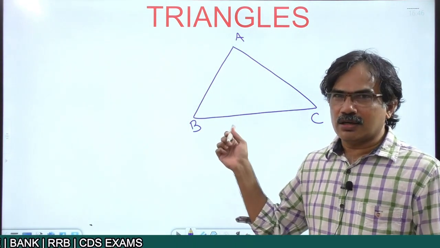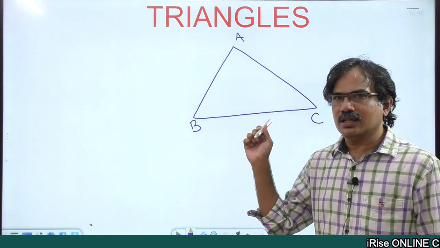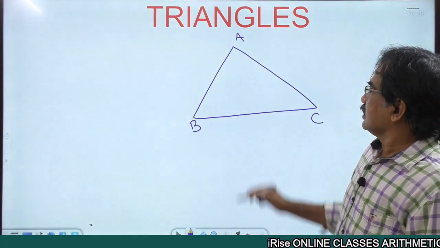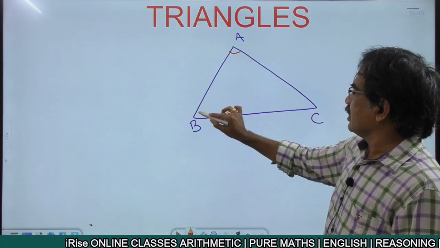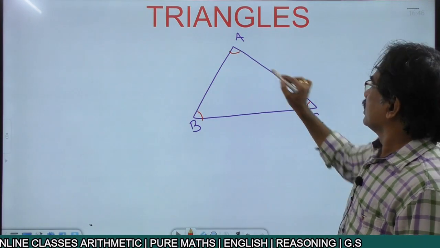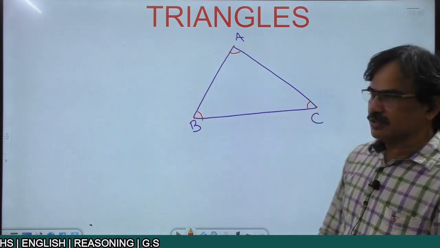It is a polygon having three sides. A polygon having three sides is also called a triangle. It is having three vertices. These are the three vertices: vertex A, vertex B, vertex C.